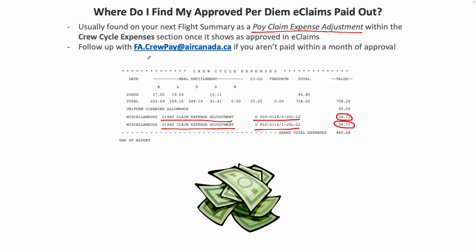If you aren't paid for an eClaim for a meal allowance within 1 month of approval, you should be following up with fa.crewpay@aircanada.ca using your company email address to reach out and seek clarification.